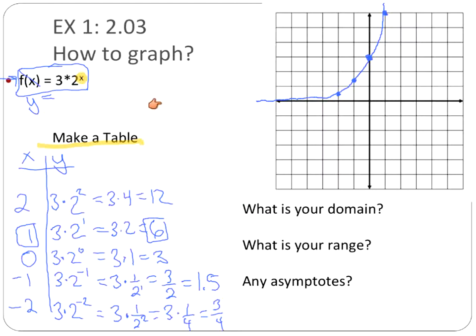So domain. Domain are your x values. Does your graph go to the left? Yes. Does your graph go to the right? Yes. So your domain, we're going to say, is all reals. The other way that they might say it is -infinity to +infinity. That's another way to say your domain. I mean, it goes all the way to the left, all the way to the right.